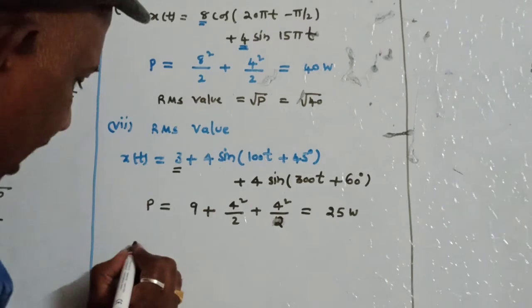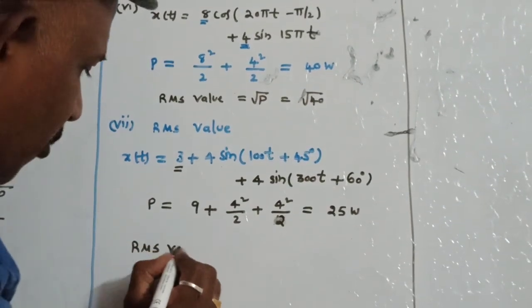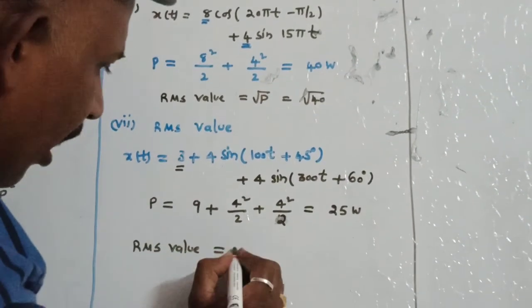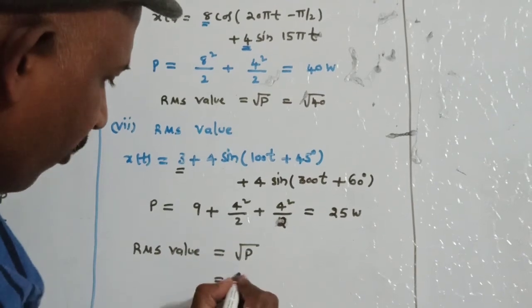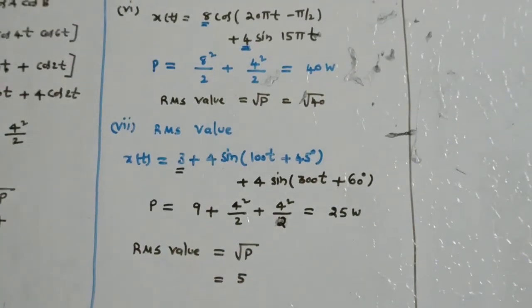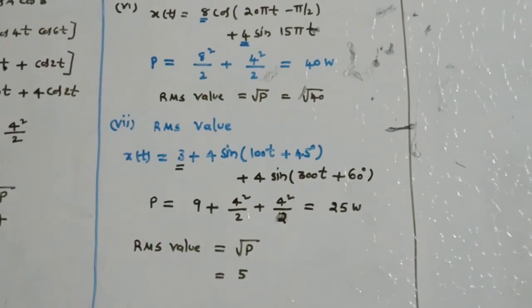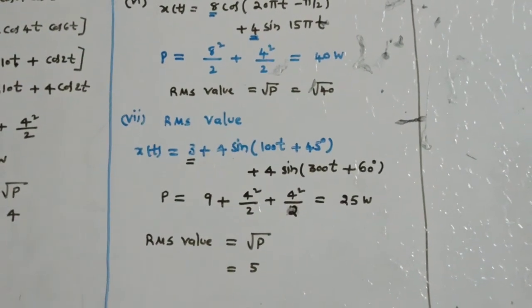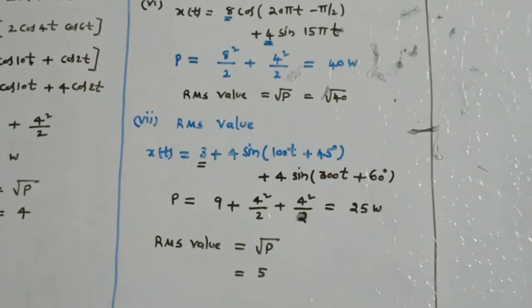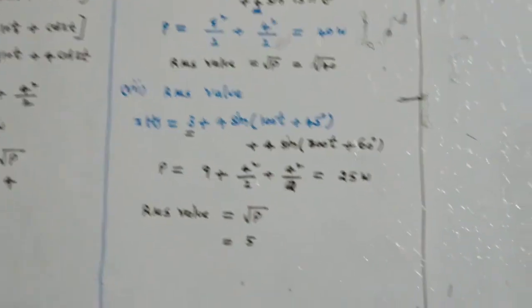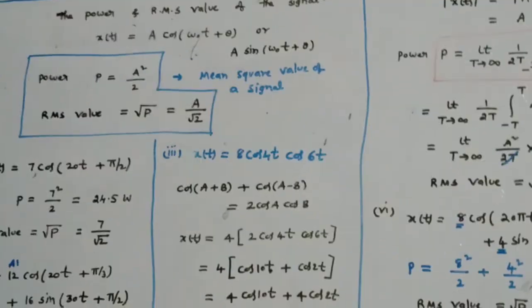So what is the RMS value? We have to take the square root of power, and you get 5. So the RMS value of this signal is 5. In this way you can do many problems based on this concept, finding RMS values and the power of a given signal. Thank you.